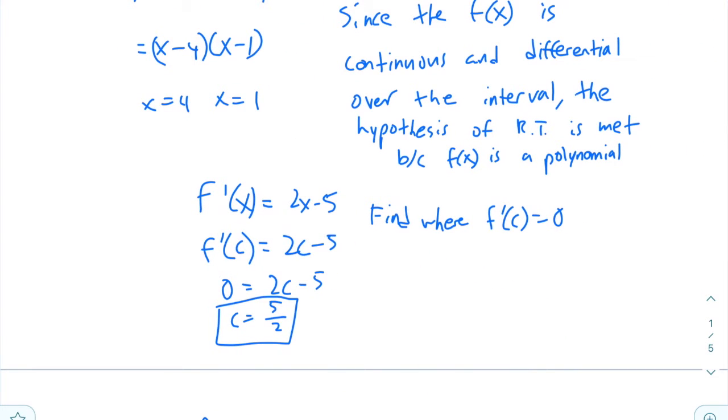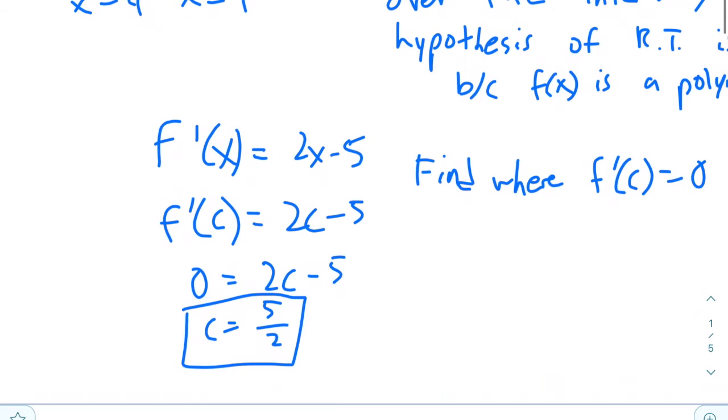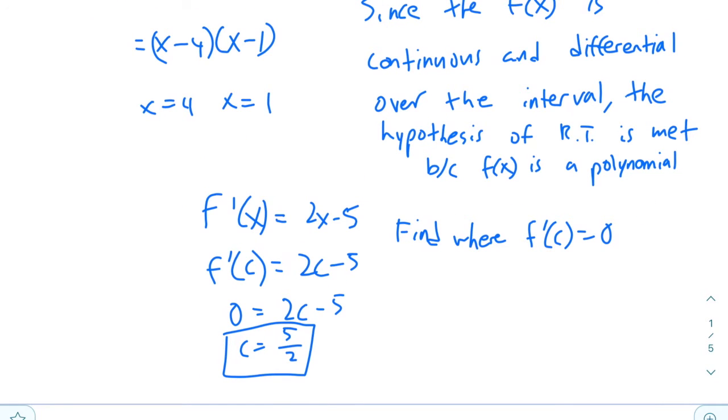So that is the c value that we found, but we have to make sure that c value is in the interval, as it might not be. So, is 5 over 2 between 1 and 4? Yes, because 5 over 2 is 2.5, and that is between 1 and 4, and therefore the c value in this case is 5 over 2.